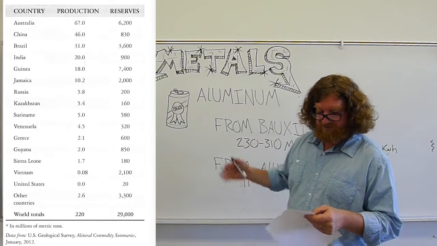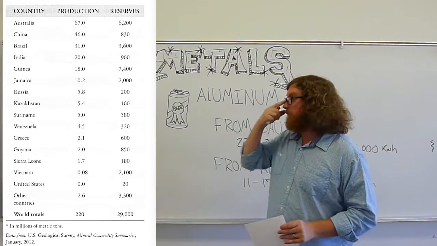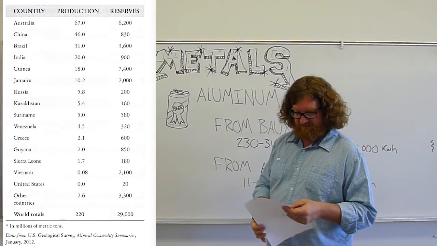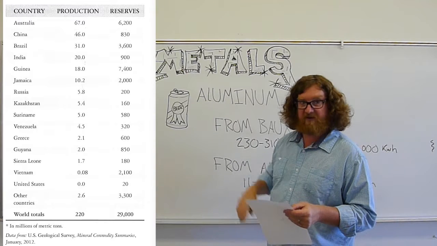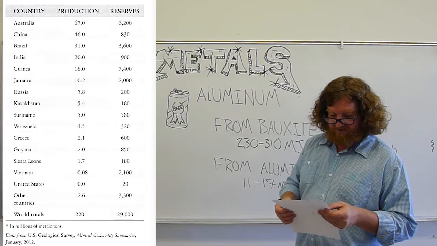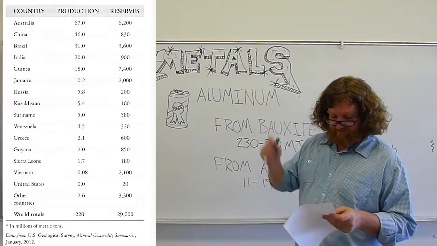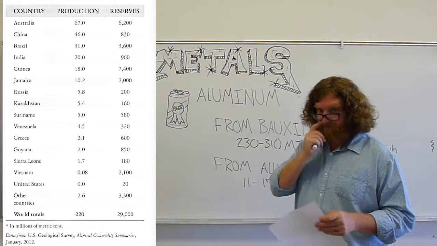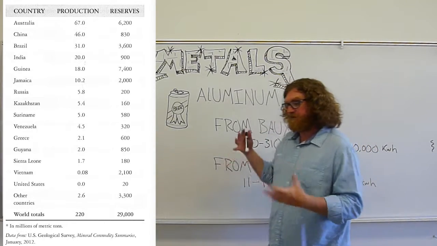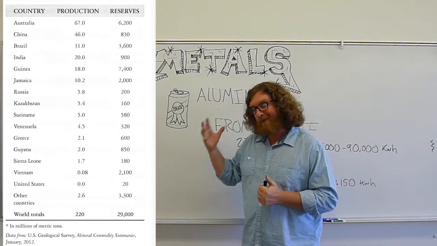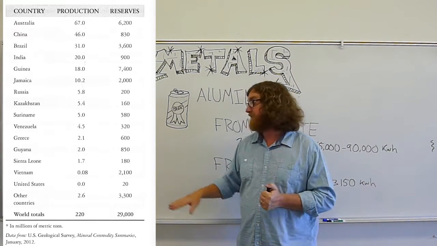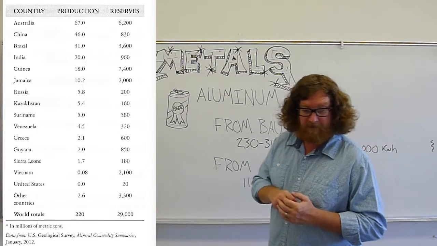Going down from there, China, Brazil, India, all fairly large countries. We get into Guinea, Jamaica, Russia, Kazakhstan, Suriname, Venezuela, Greece, Guyana, Sierra Leone, Vietnam, United States, which is pretty tiny, and then other after that. So we do a little bit, but really it's the fairly tropical places, and you not only have to be tropical, you have to have the right geology that will decompose and has enough of those aluminosilicate minerals.